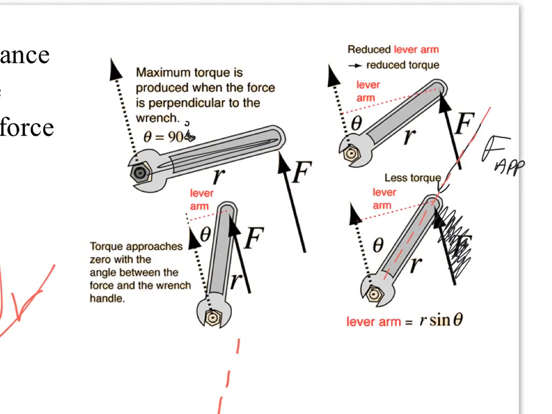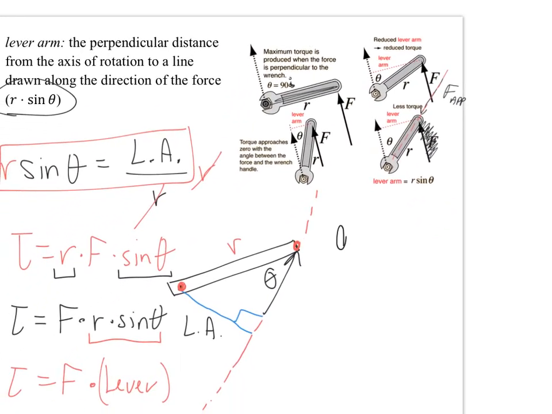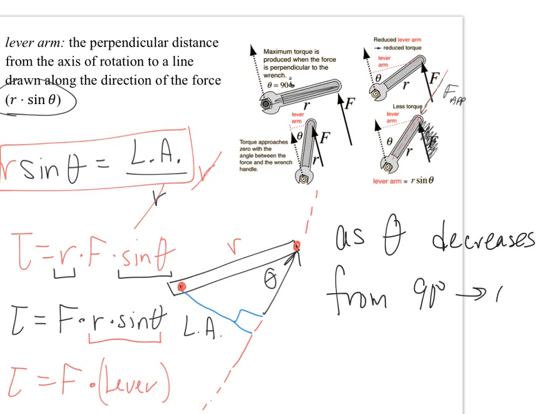So if we wanted to write down some sort of a relationship here, what we could do is say that as theta decreases from 90 degrees to 0 degrees, tau decreases from the maximum amount of torque to zero torque.